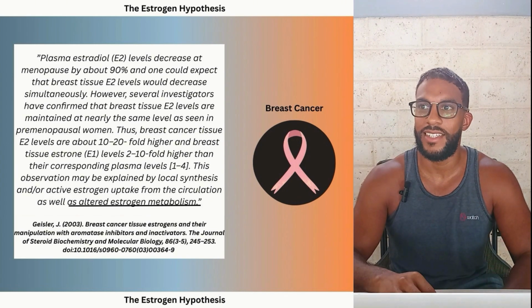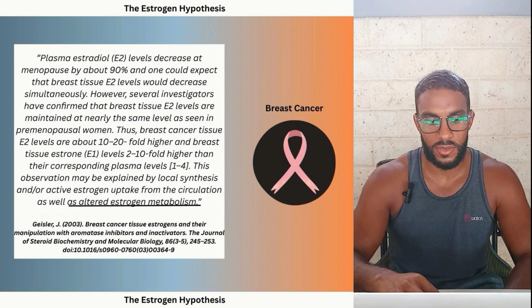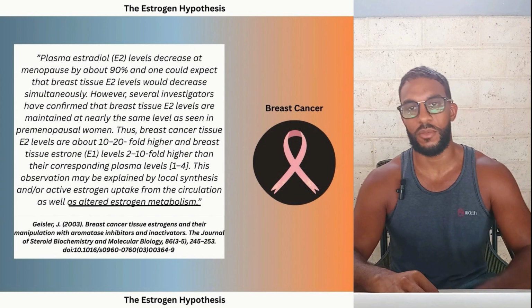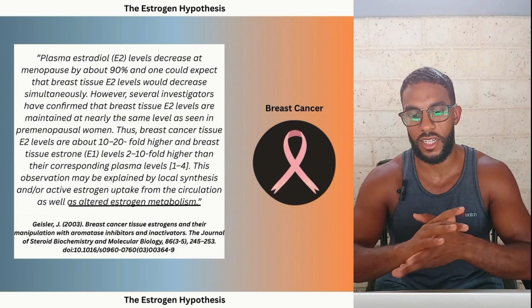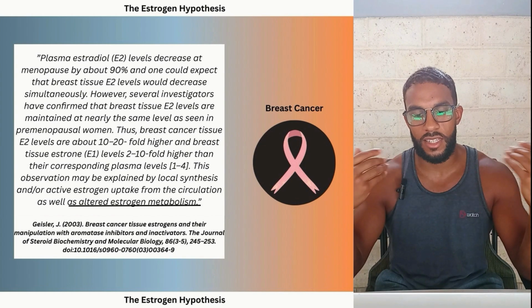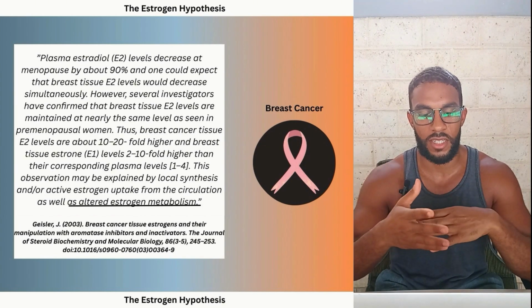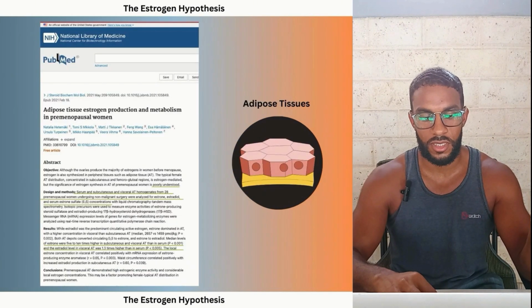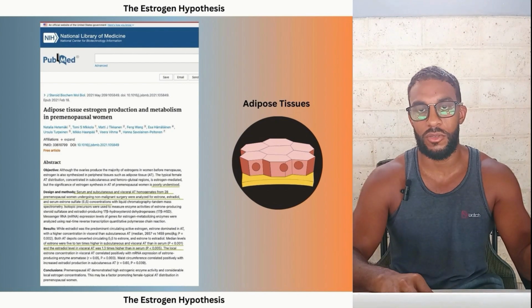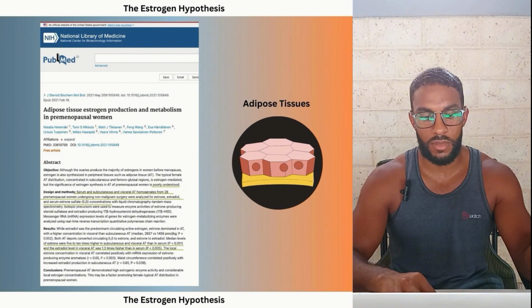Gracias. Okay, so again, all of these researchers are pointing to the same thing. They're all saying in different ways that estrogen is being uptaken from the blood into the tissues. We can talk about adipose tissue, where the estrogen then becomes stored.